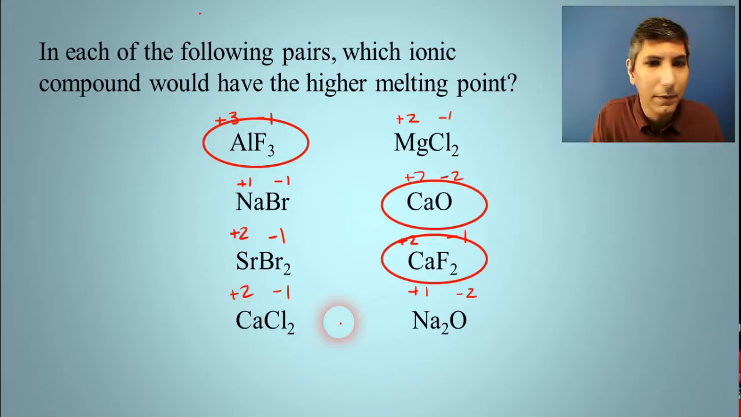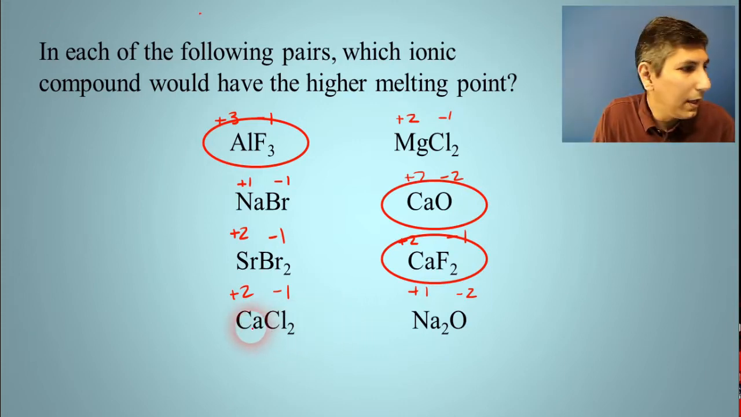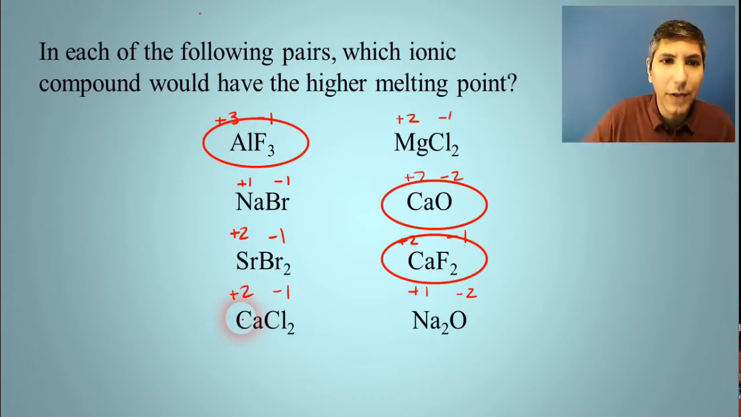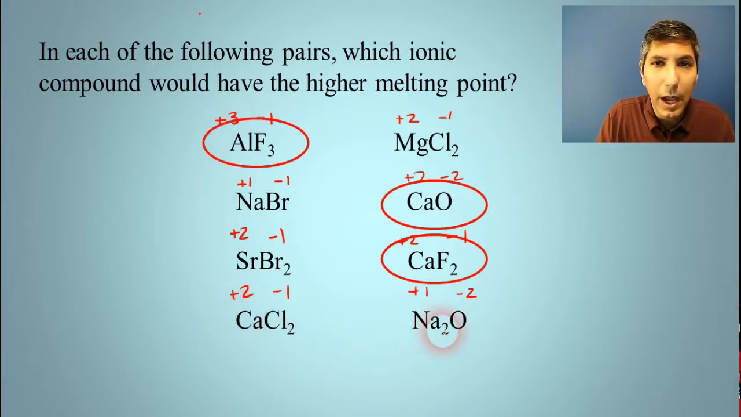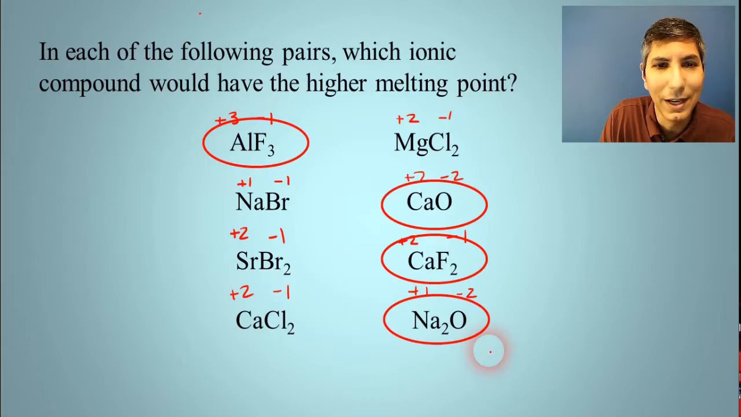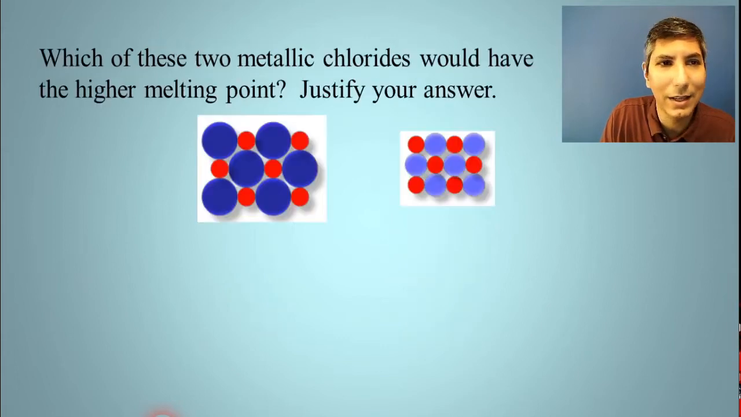So refer to your periodic table, and when you do that, you'll find that calcium and chlorine are farther down on the table. So larger ions mean weaker force. It's going to be a lower melting point. Over here, they're higher up on the table, so that means that they're going to have smaller radius, and they're going to have stronger attractions, higher melting point. So that's why sodium oxide is the answer for that one. So higher melting point. You can predict that using the charge and the ionic size.